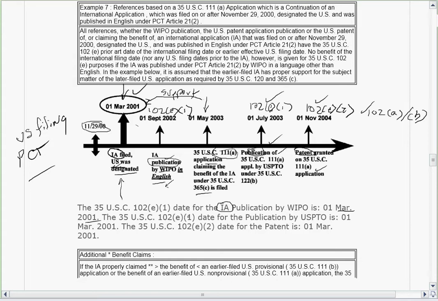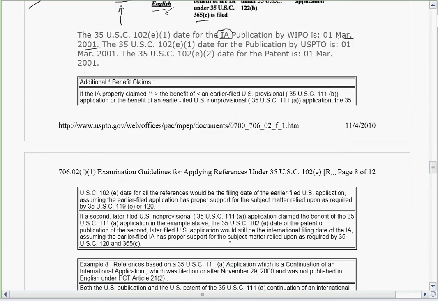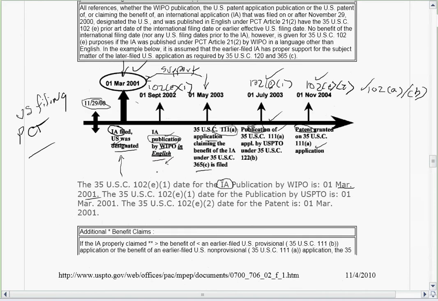Pretty straightforward stuff. Let's look at the additional benefit claims. If the international application claimed the benefit of an earlier filed U.S. non-provisional, the 102(e) date for all the references would be the filing date of the earlier filed U.S. application, assuming it had support. We'd expect that, right? If we have a U.S. filing date back here somewhere, then this is claiming priority to this earlier date. So long as we have support at this earlier date, all of these dates would be able to get back to it. Why? It's a U.S. filing date.